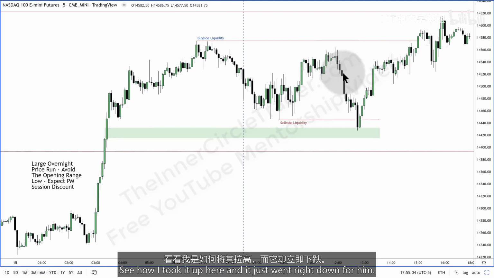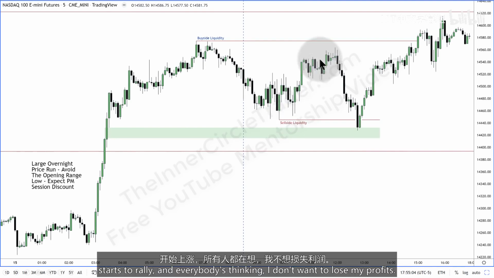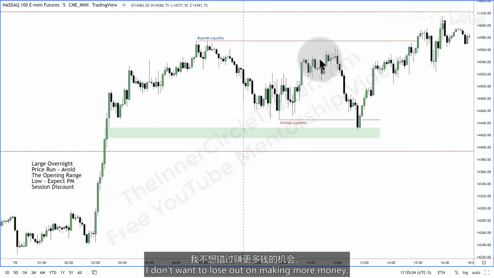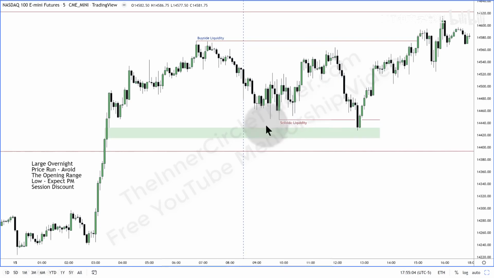See how I took it up here? And it just went right down for them. That's engineering liquidity. It runs up, consolidates, creates a low, starts to rally, and everybody's thinking, I don't want to lose my profits. I don't want to lose out on making more money, but I had to put a stop loss right here because the books tell me I have to do that. So I did the same kind of stuff, folks. I'm not trying to talk down to anybody, but I'm just repeating what a retail trader's mindset would be and the logic behind this. Okay, so the narrative with this day was the stops were trailed below these lows.